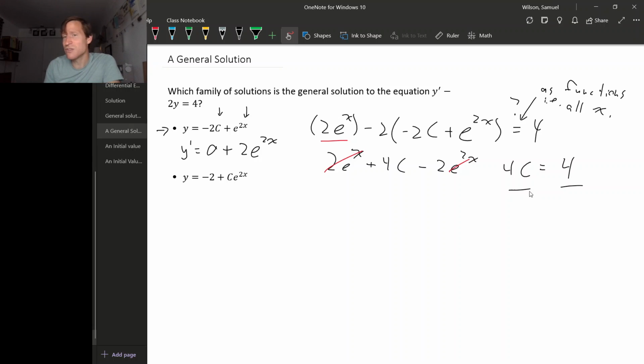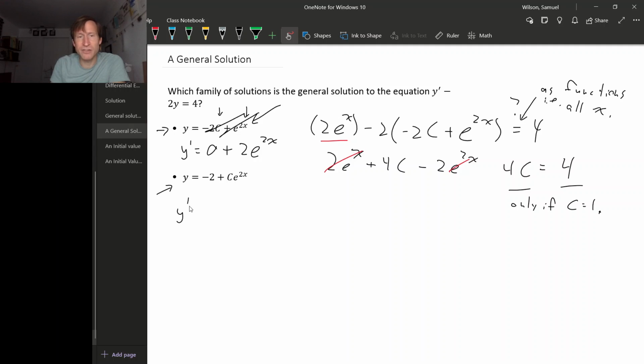It's true that these are equal only if c is 1, but that means that a lot of the functions in this family of functions are not solutions. In fact, this entire family of functions only has one solution. So this is not a general solution to the differential equation, because most of these functions aren't solutions at all. Okay, let's try this one.